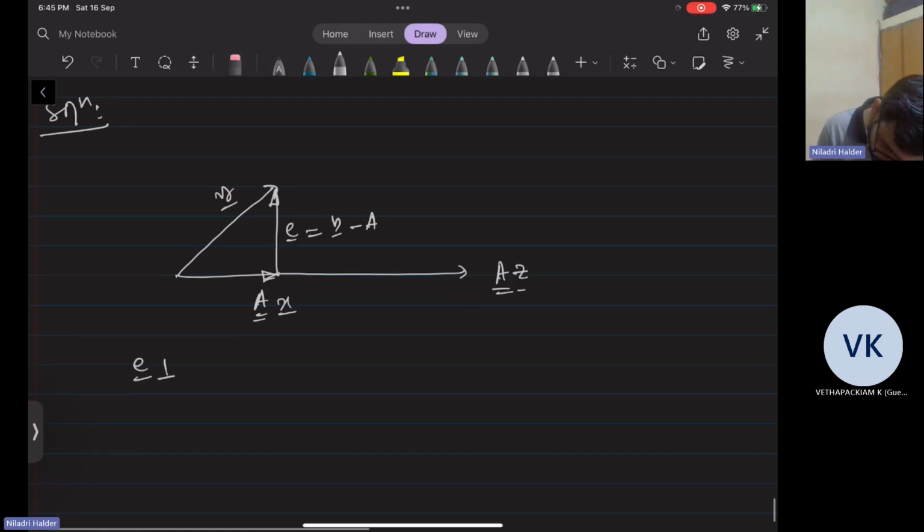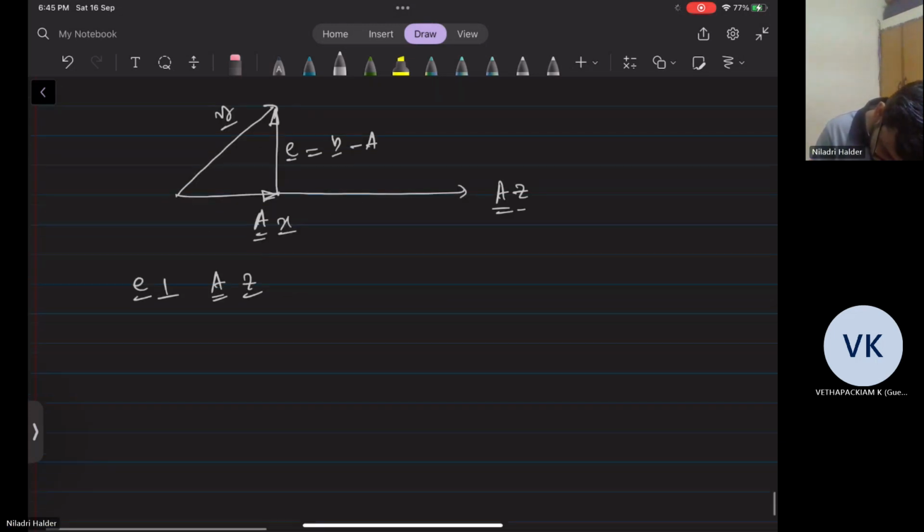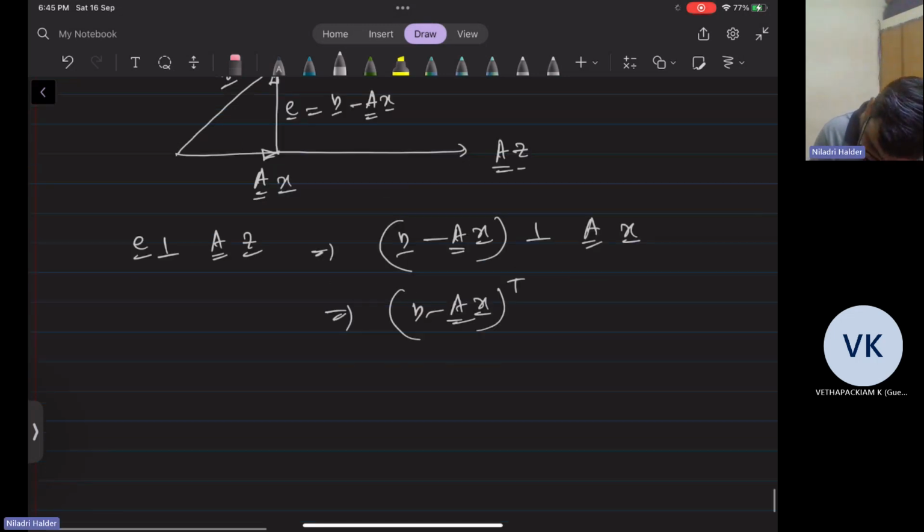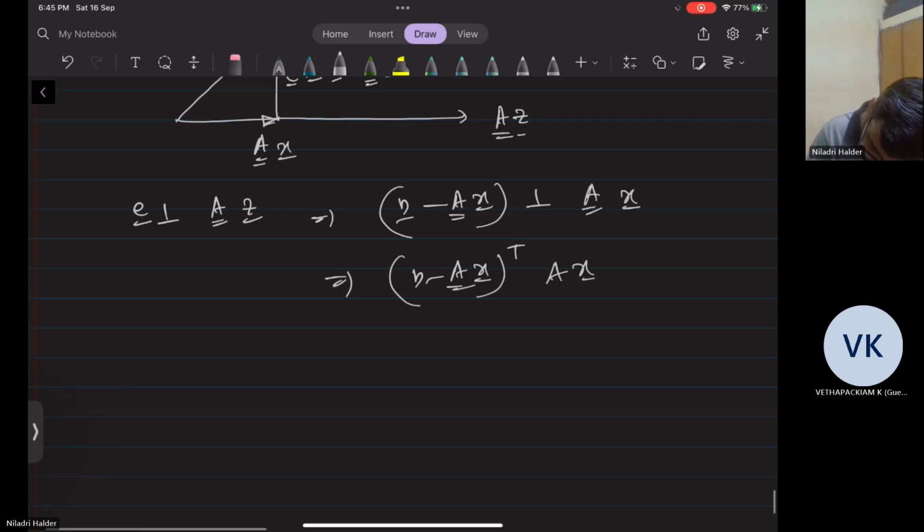So E is perpendicular to x. That means y minus x, transpose x, is equal to 0.